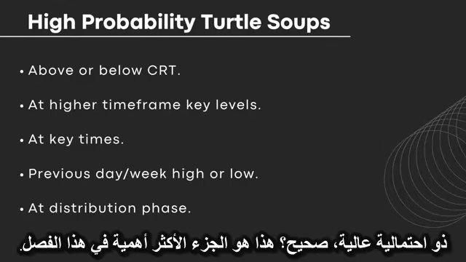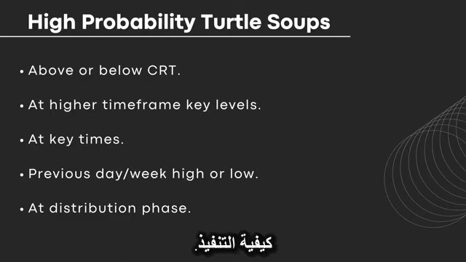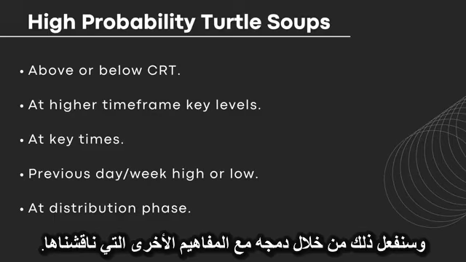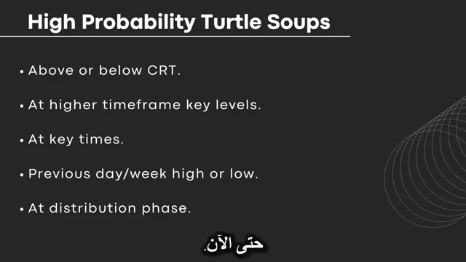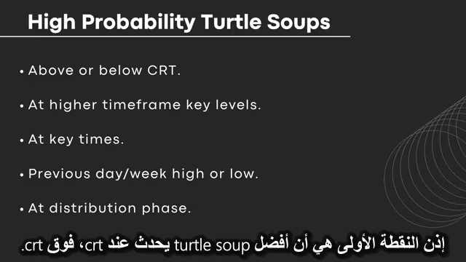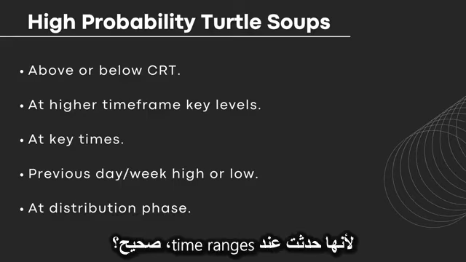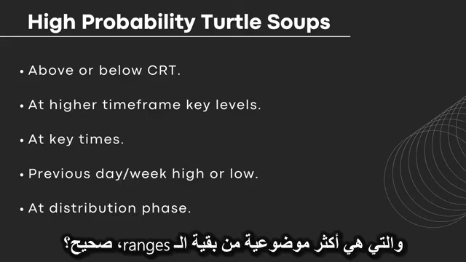This is the most important part of this chapter because we'll discuss how to execute and find the highest probability turtle soup, right? And we're going to do that by combining it with the other concepts that we've discussed so far. So the first point is that the best turtle soup occur at CRT, above CRT or below CRT, right? Such turtle soups are always high probability because they've occurred at time ranges, which are more objective than the rest of the ranges, right?